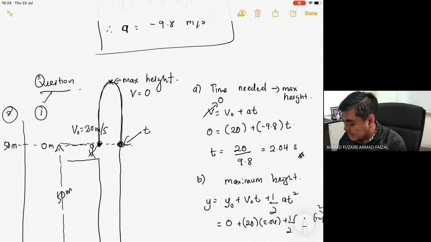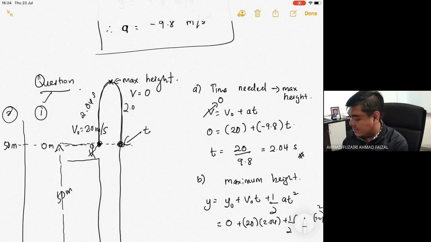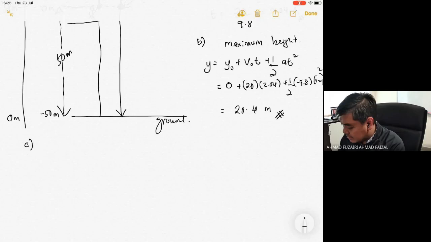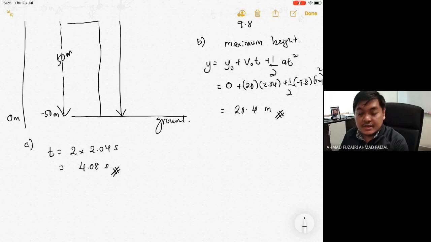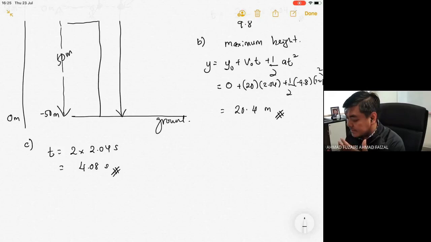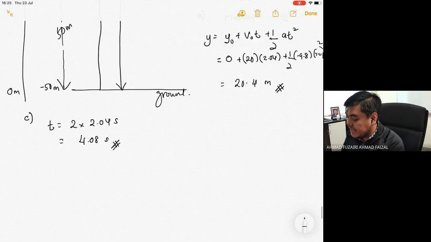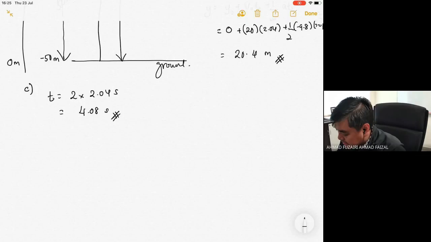Symmetrical maksudnya kalau dia naik 2.04 seconds, dia turun pun 2.04 seconds. So we just time, t equals 2 times 2.04 seconds to get 4.08 seconds. This one is considered correct. It looks simple, but this is for symmetrical motion only. If you are considering a symmetrical motion, then you can use this. But occasionally we can use a slightly different way to answer that.